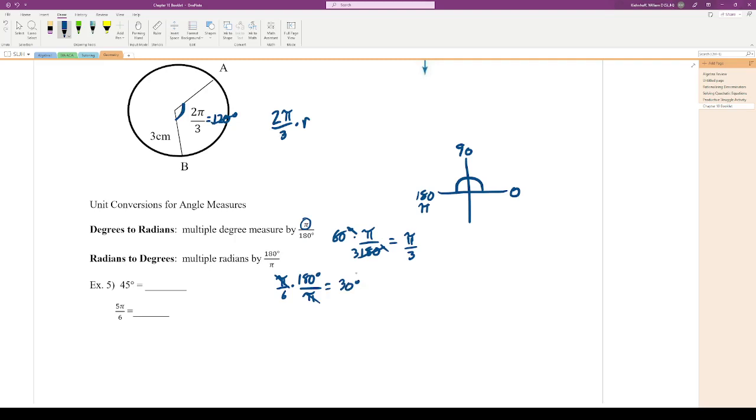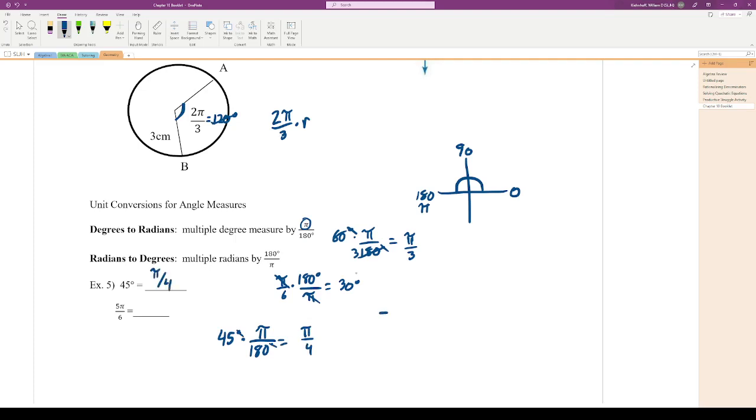Oh, I forgot there were examples here. We can do those too. So 45 degrees. If we're changing from degrees, remember we need to cancel degrees. So that goes on bottom and pi goes on top. And then we cancel our degree units, and 45 over 180 is 1/4, so that's pi over 4.